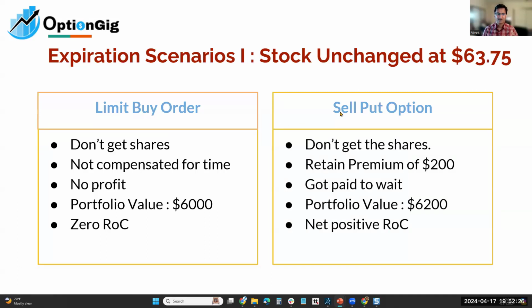You sold a put option. You still don't get the shares, because no one will be selling the shares to you at 60 when they can sell in the market at 63.75. But remember, you got $200 at the start when you sold the put option contract. That's yours to keep. That's where you say the option contract expired worthless. So if today you sold that contract, you got $200, your portfolio is $6,200. You still net positive return on capital. You made $200 for waiting 30 days on a $6,000 capital.